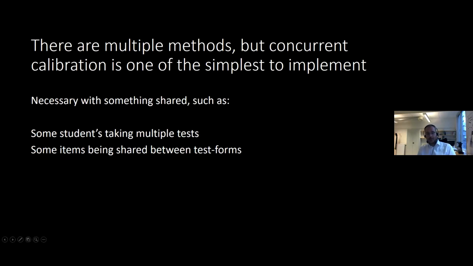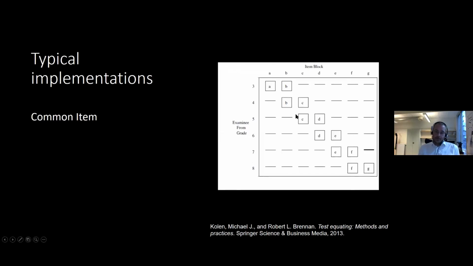But if you have a setting where some students take multiple tests or some items are shared between the test forms, you have something that can connect these things together. And this makes it possible to look at it all in relation. And a typical implementation here is that you have different types of test forms. So for example, if you have item blocks, so groups of items, group A through G, and then one test form is block A and B, one is B and C, one is C and D, and so on.